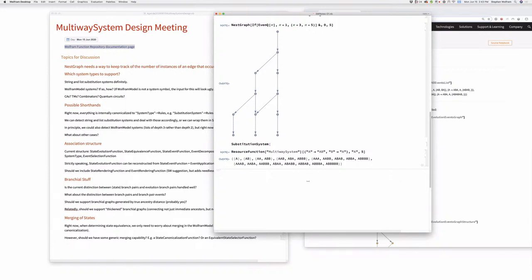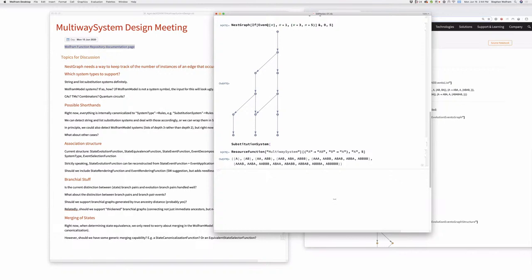So, what is the difference ultimately between NestGraph and multiway system? Multiway system by default in our function is just generating the series of states in what we might call the cosmological rest frame. How does it work though if there are loops back up? Okay, that's a good point. That's the difference between the evolution graph and the states graph.